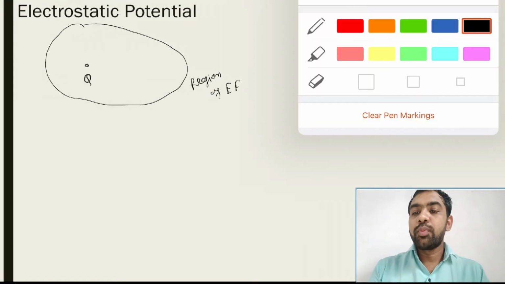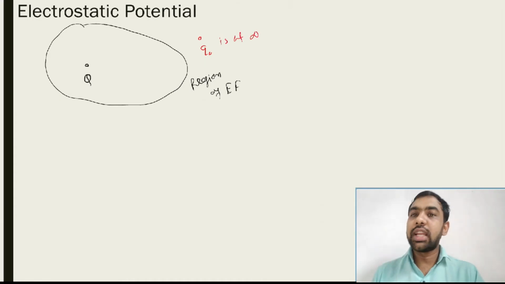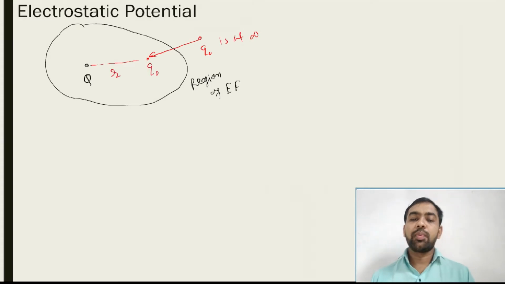So what we are doing: if any charge q naught is at infinity, it comes into the field and moves from infinity to any distance r. Then we define the potential energy of the system. But if you consider this q naught to be unity, then whatever work done is required, that's called a potential. So it is the work done required to move this charge from one point to another point.